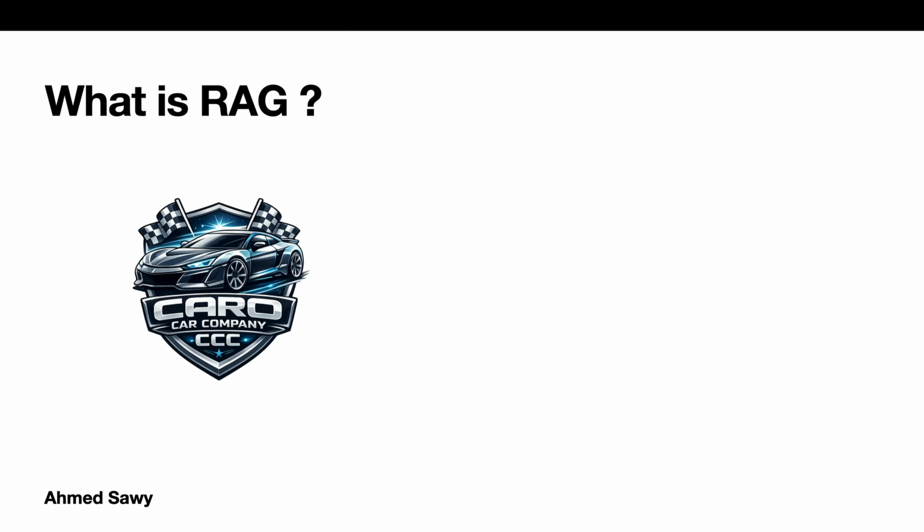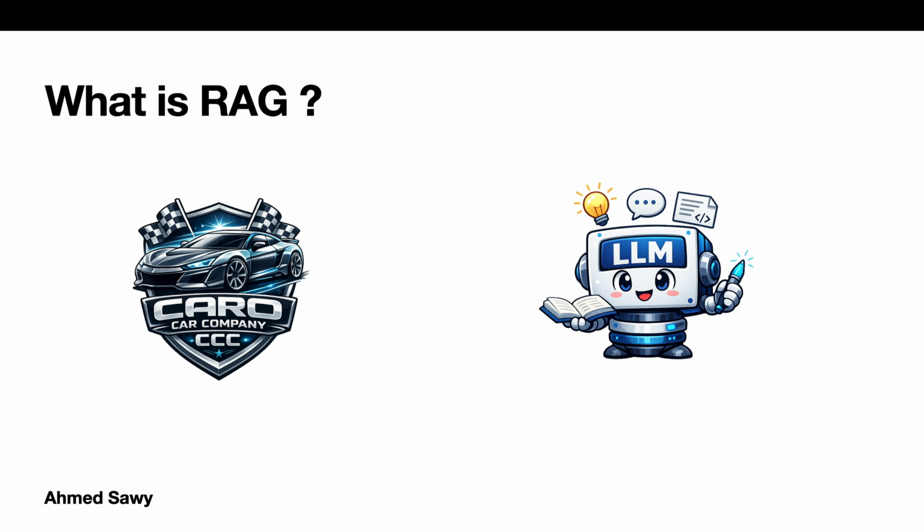What's RAG? Imagine that you want to create a customer service chatbot for a specific company, for example, a company called Caro Car Company or CCC. In this case, you will need to use a large language model. However, you will quickly run into a major problem. The LLM doesn't know anything about this company. It doesn't know the company's products, policies, or internal documents.